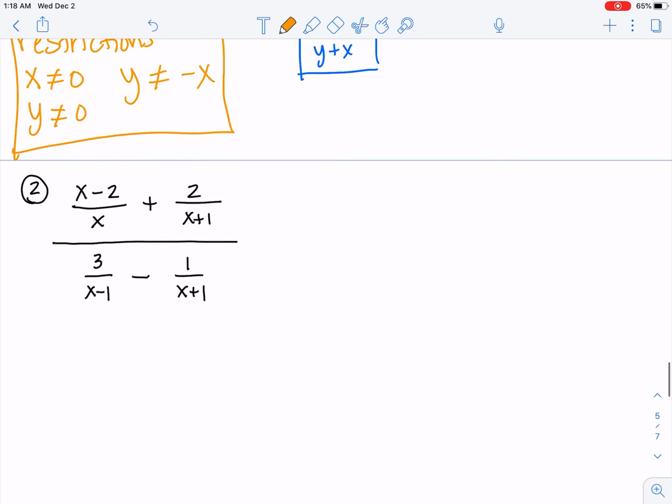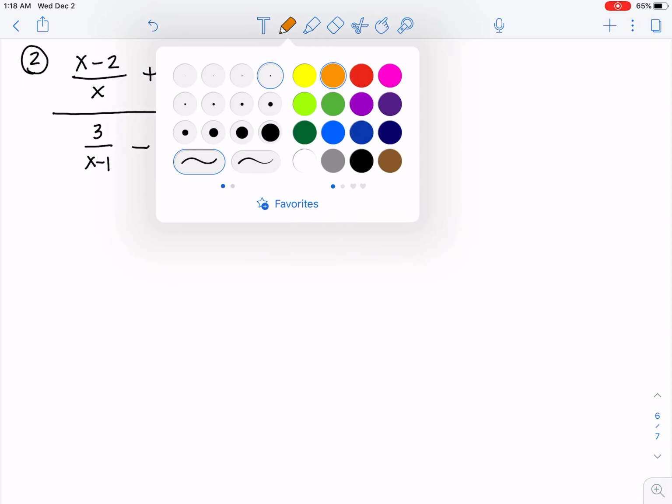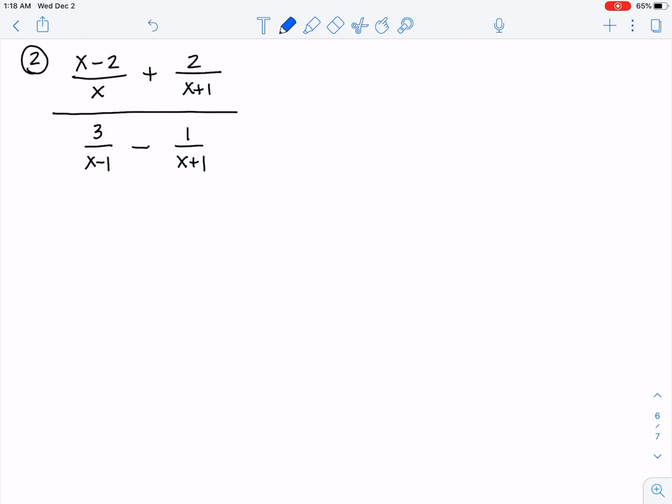All right, let's take this next example, and this will be our last example. That's why I wrote the end there, so I knew when we were getting close to done. All right, so here's what I see. I see we've got a numerator, and I see we have a denominator. Okay, let's start with this numerator. I have (x minus 2) over (x plus 2) over (x plus 1).